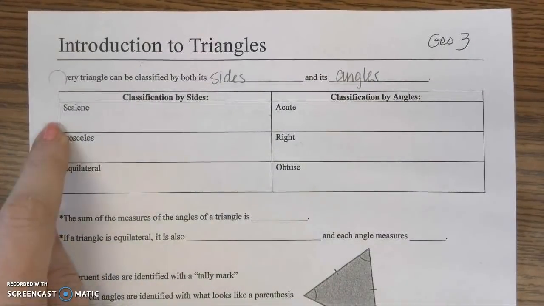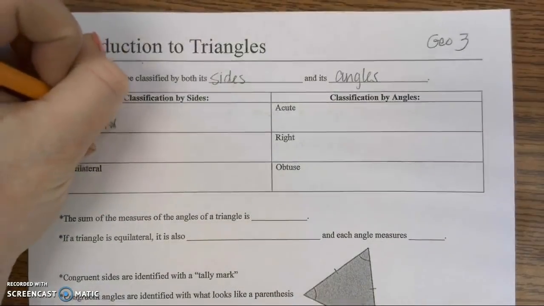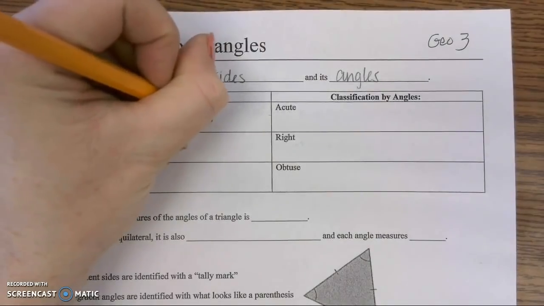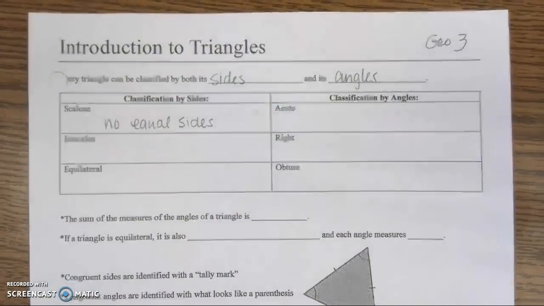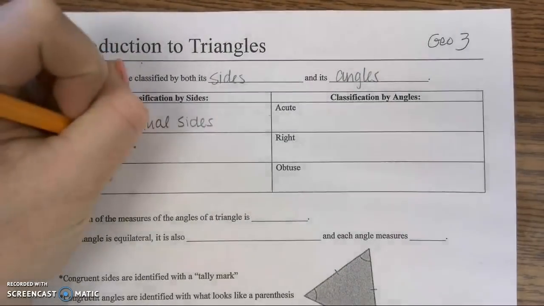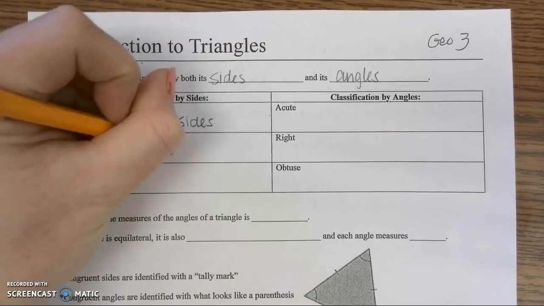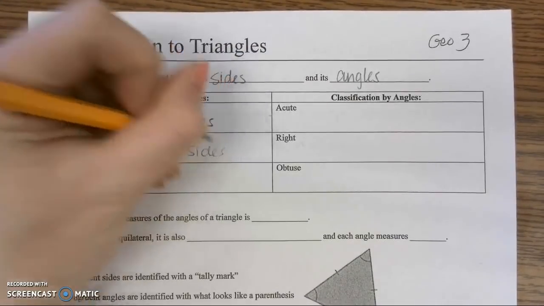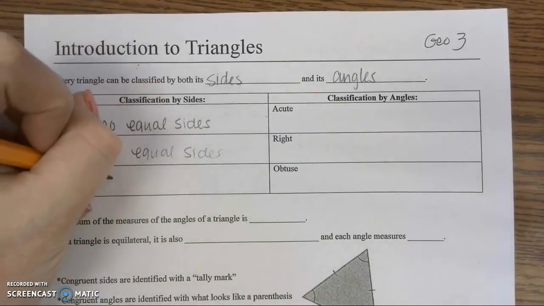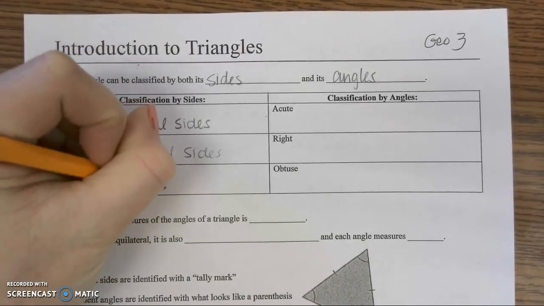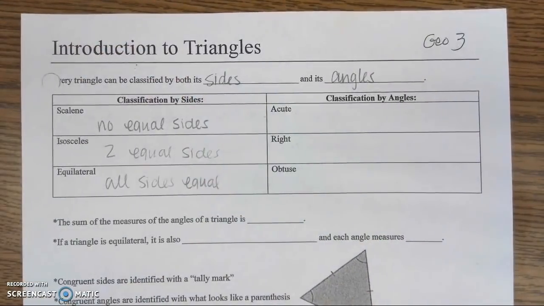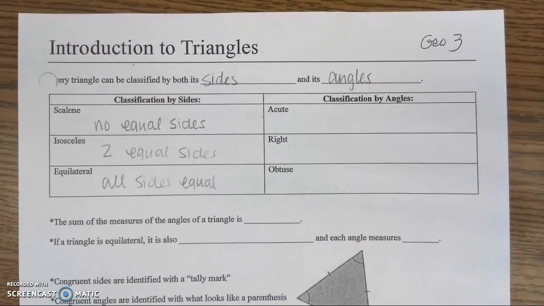When we're talking about a scalene triangle, we mean that there are no equal sides. All sides are a different length. For an isosceles triangle, it means that there are two equal sides. For an equilateral triangle, it means that all sides are equal. Okay, so that has to do with classifying it by its sides.